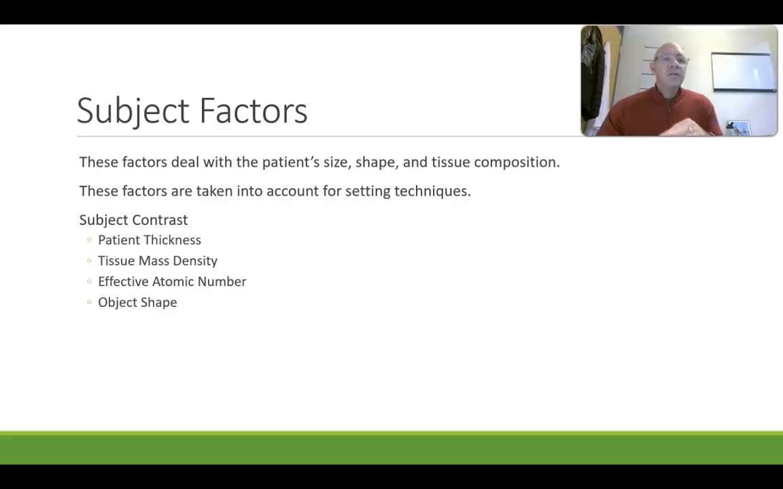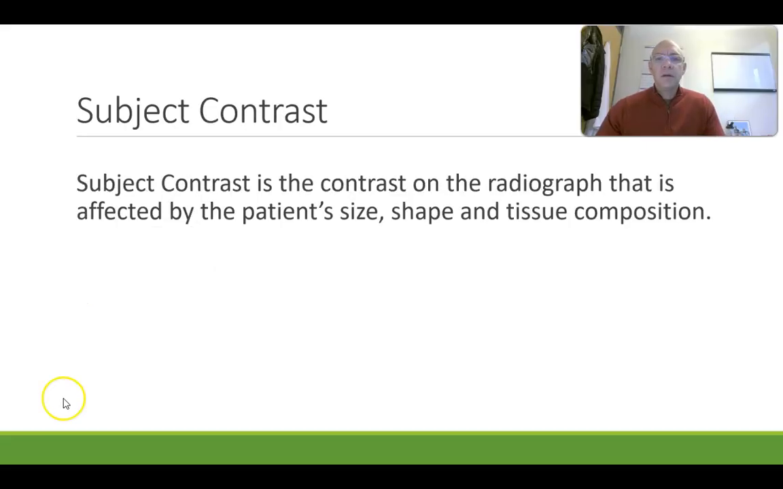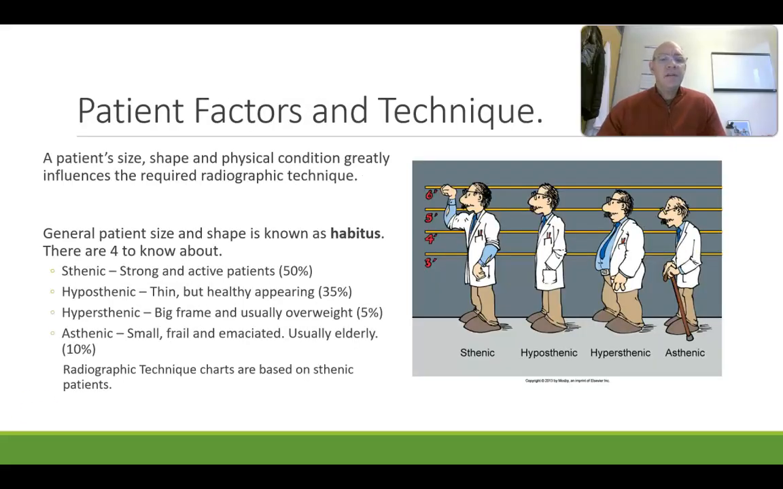The 4 subject contrast factors are patient thickness, tissue mass density, the effective atomic number, and then, of course, the object's shape. So let's start by defining what subject contrast is. Subject contrast is the contrast that you see on the radiograph that is affected by the patient's size, shape, and tissue composition.